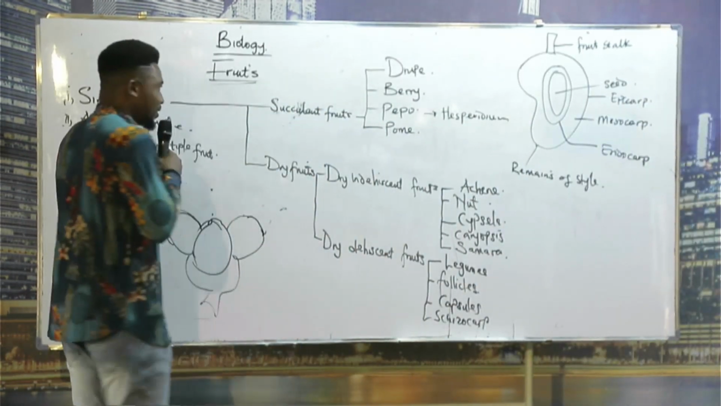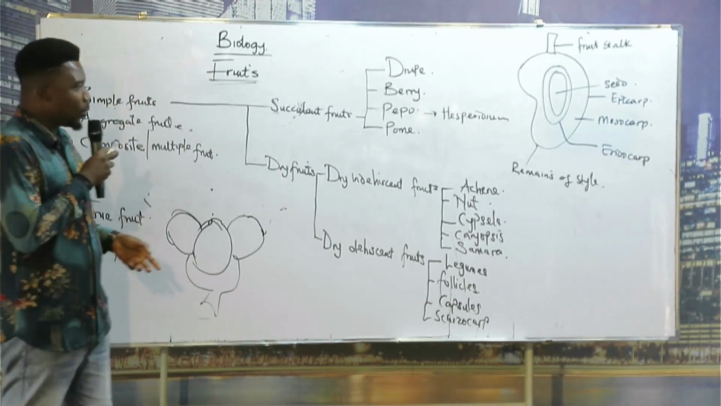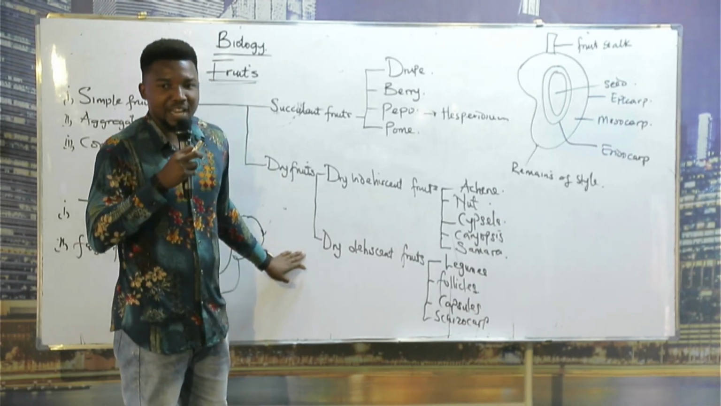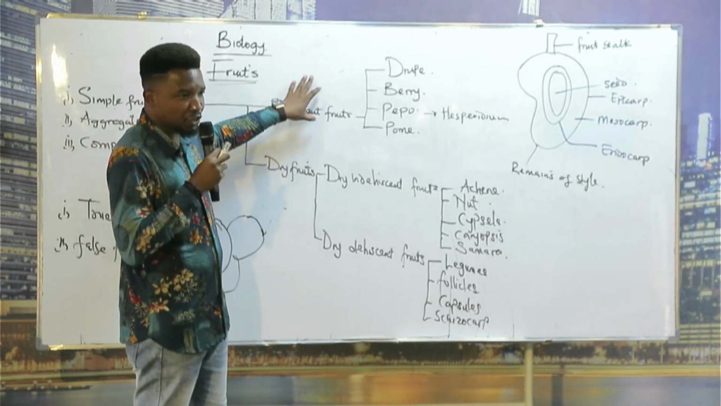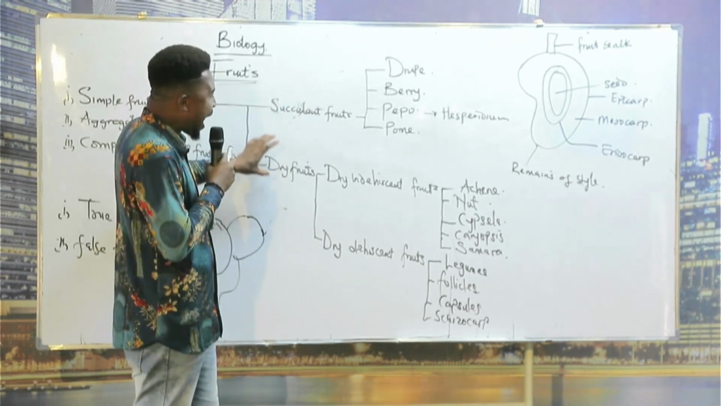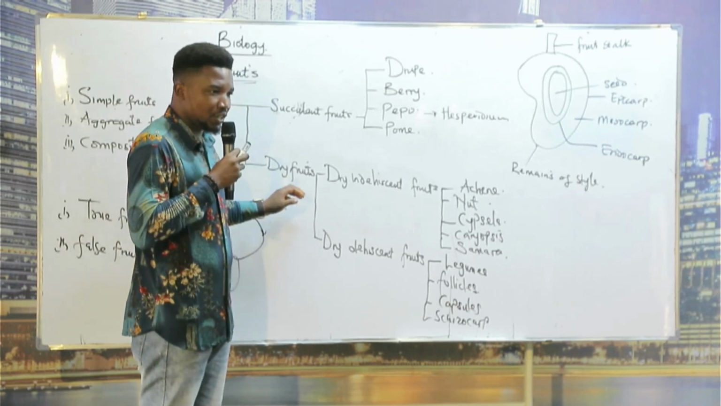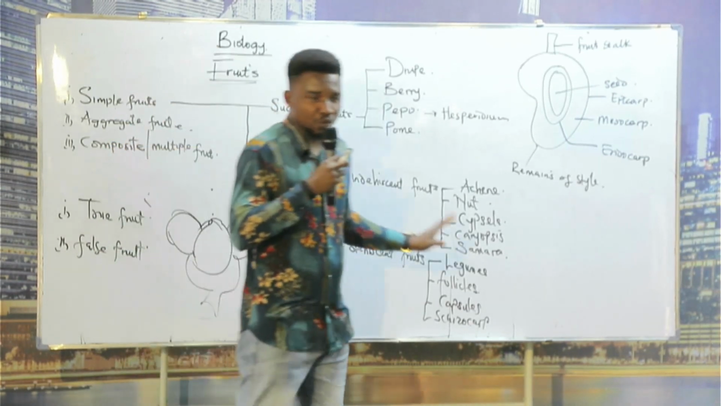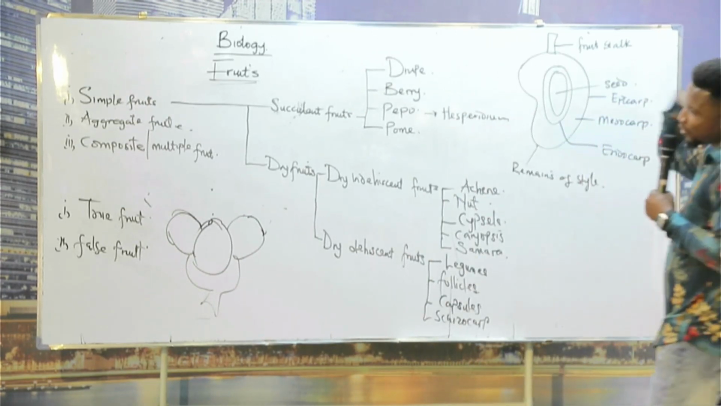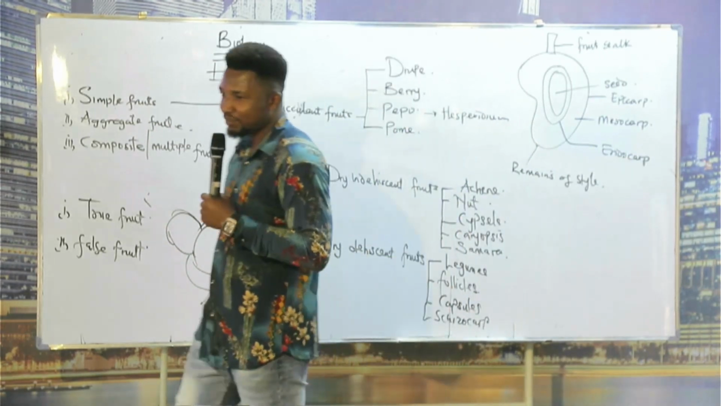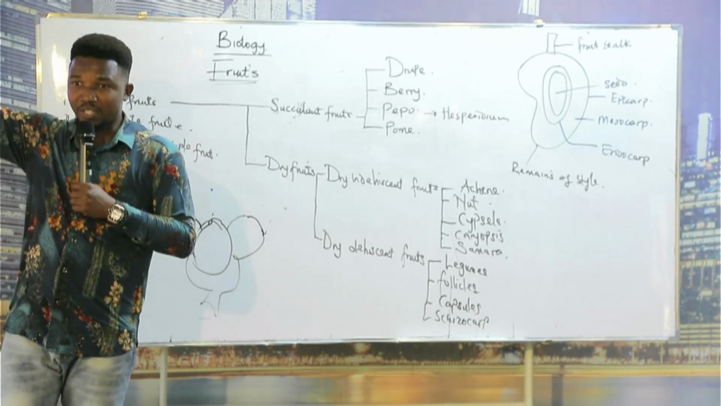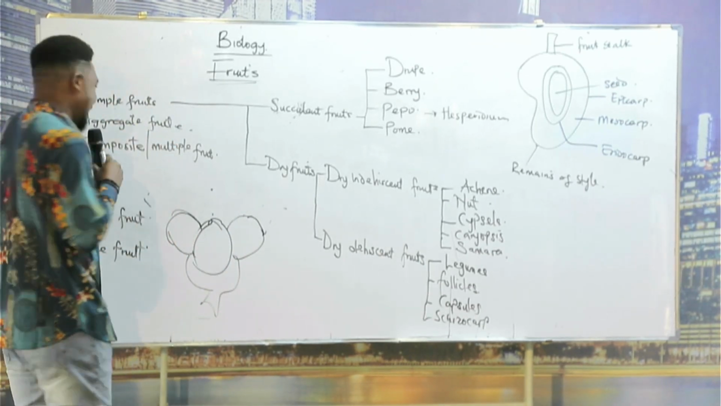So let's continue, please. Now we have the succulent fruit and the dry fruit. Remember what I told you? That during maturation, succulent fruit, the pericarp is what? Wet, abi? Wet. While during maturation, the dry fruit, the pericarp is what? Dry. Please don't forget this. Okay? So, can someone do this? A girl and a boy. Just that, because we don't have time again. I'm going to clean.